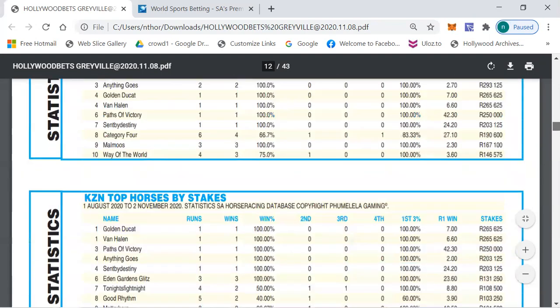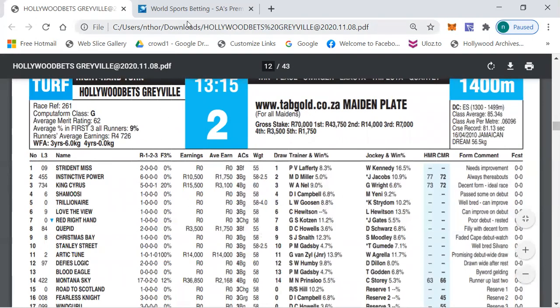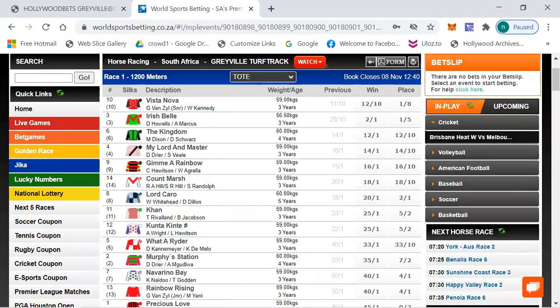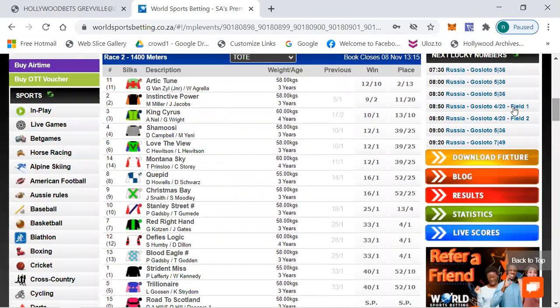So let's move on to the second race. The second race is a maiden plate over 1400 meters, where the betting is as follows. Arctic Tune 12 to 10, Instinct Power 9 to 2, King Cyrus 10 to 1, Shamuzi 12 to 1, Love the View 12 to 1, Montana Sky 12 to 1, Cupid 16 to 1, Christmas Bay 25 to 1, and longer the rest.